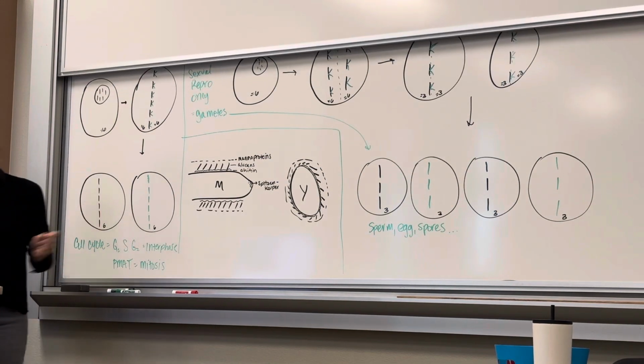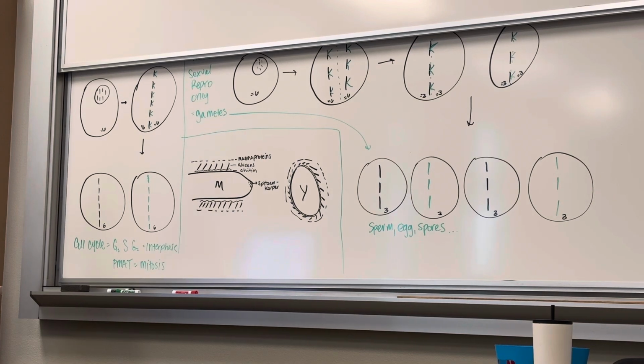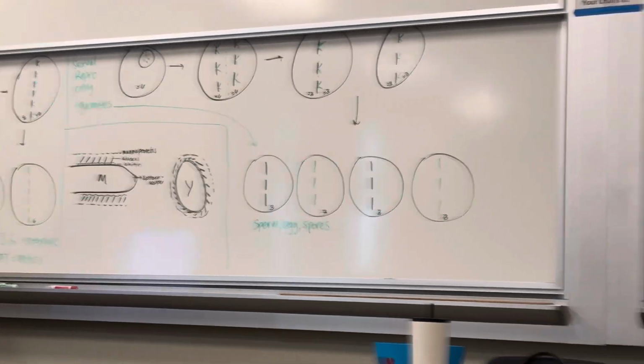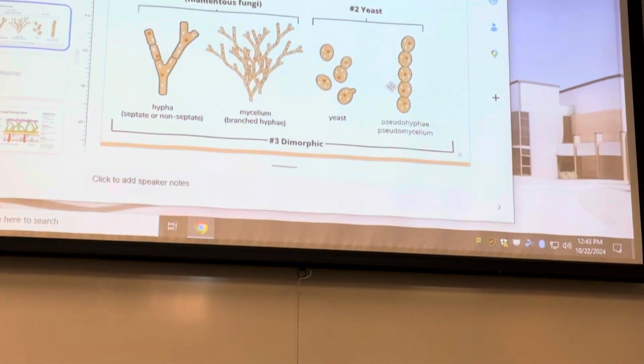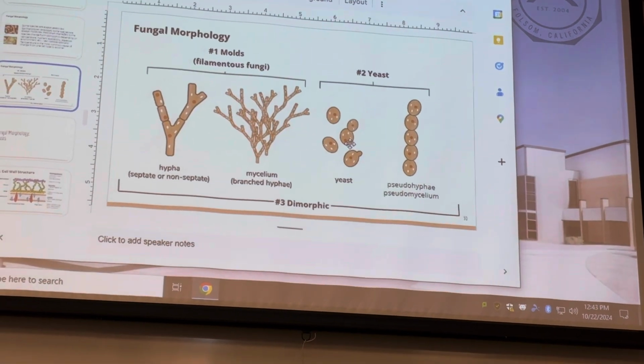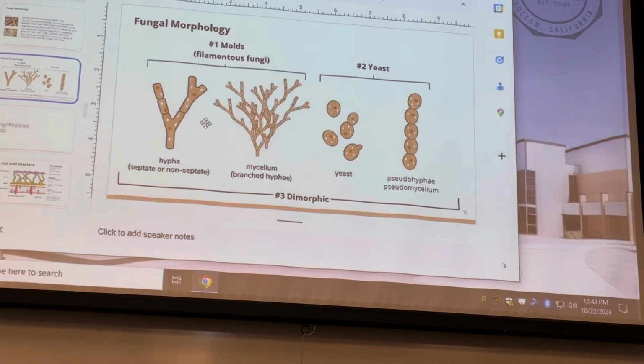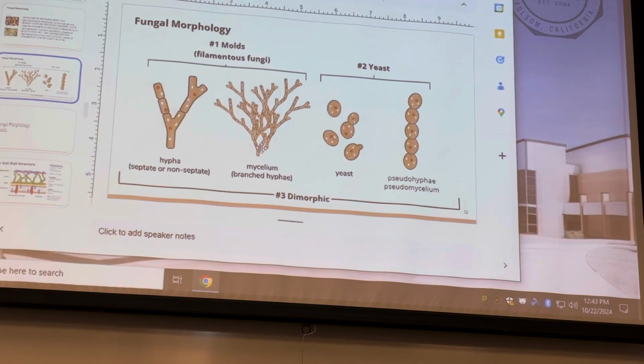Okay, so let's run through just a couple more quick things. So we talked about yeasts versus molds. Yeasts look like this, molds look like this. Yeasts are unicellular, molds are multicellular. Yeasts can form something called pseudohyphae. Molds can form true hyphae, or sometimes it's called mycelium when it's a bunch of branched hyphae together.